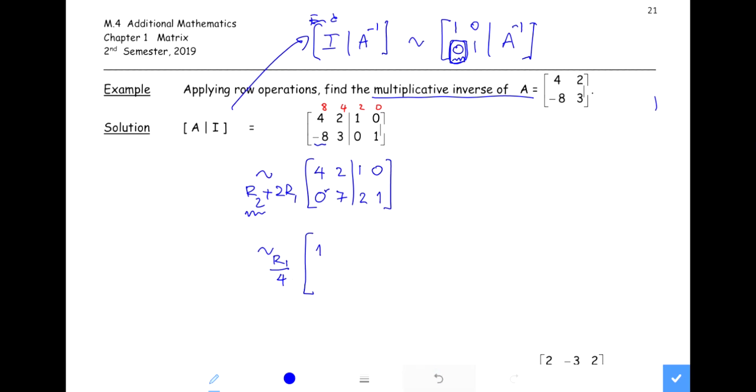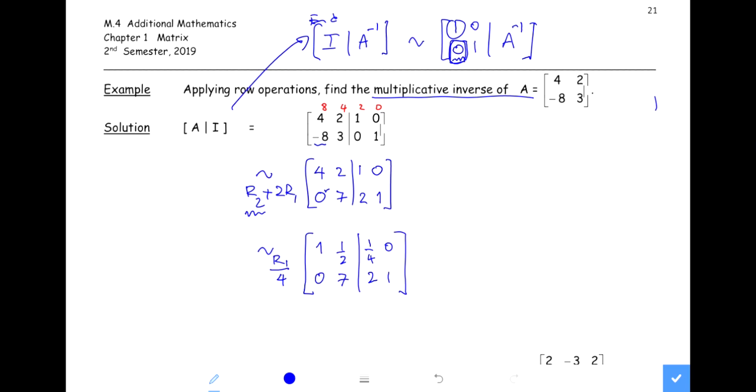Maybe I'm gonna start like this. I talk about R1, I don't talk about R2, so R2 will be unchanged, so let's copy it down. So R1 divided by 4, this 4 will be 1 now. I achieved this target now. 2 divided by 4 is 1 over 2. We started having a fraction now, but don't worry. Next one, 1 divided by 4 is 1 over 4, and then 0 divided by 4 is 0. We achieved 2 numbers, like what we want now.